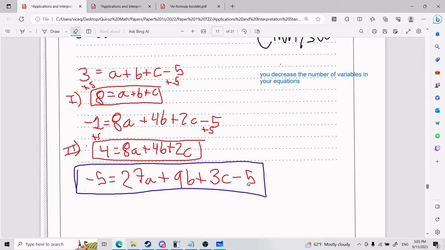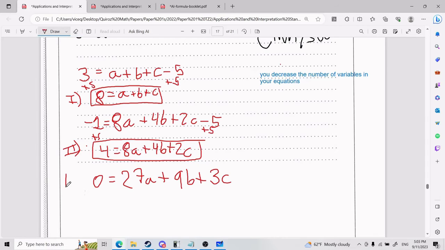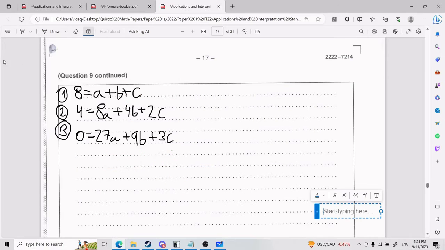And now for my third equation, just to leave it nice, I do plus 5 to both sides. As you can see, I simply end up with 0 equals this whole thing. So this would be my third equation. Again, I'm just playing around with it so that it looks a little more nice. Now that I have it all nice and organized, you can see that my first equation, I literally called it number 1. Then my second one, number 2. My third one, number 3.